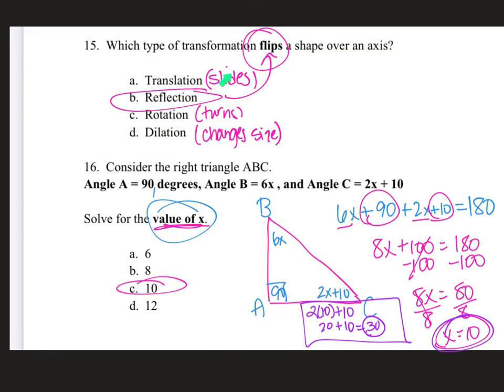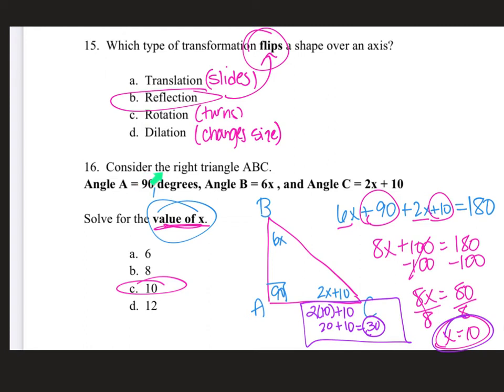All right, number 15, just ask about the keywords. If it says flips the shape over an axis, what does that mean? That's going to be reflection. We also added in, if you see the word slides, that's a translation. Turns is a rotation, and changes size, that's going to be a dilation.